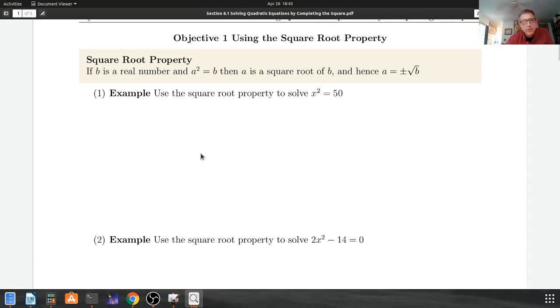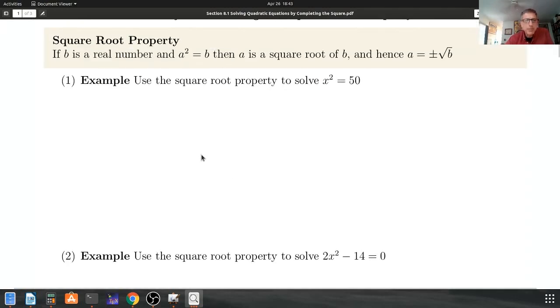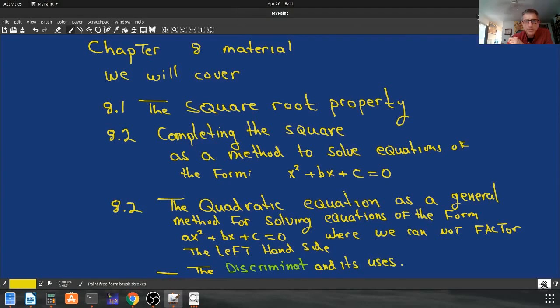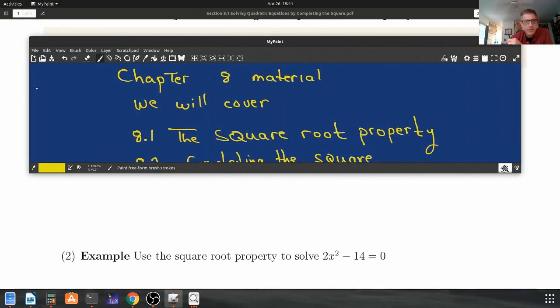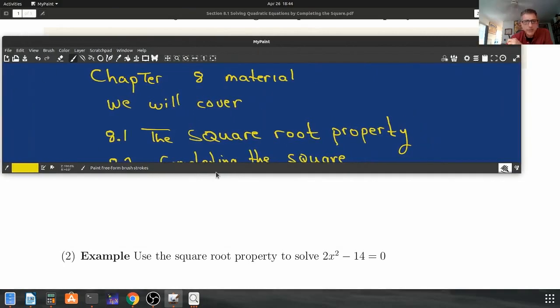Anyway, square root property. If b is a real number, so that's what's important, if b is a real number, and a squared is equal to b, then a is a square root of b, and hence a is equal to plus or minus the square root of b. So we're going to use the square root property to solve x squared is equal to 50.